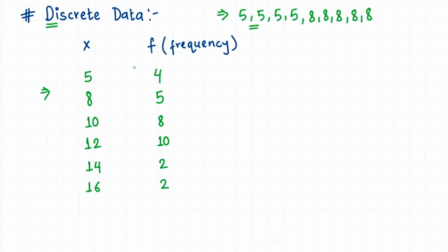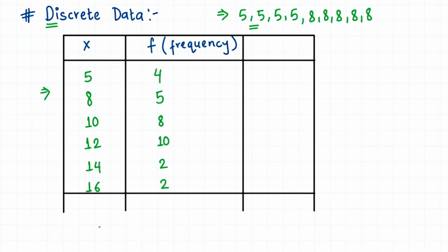Now, how do we find the mean of a discrete data? So in your exam, you'll already have your data like this in the discrete form, okay? They will give you this table and you'll have to find the mean. Then what you have to do is first make a table like this, okay?